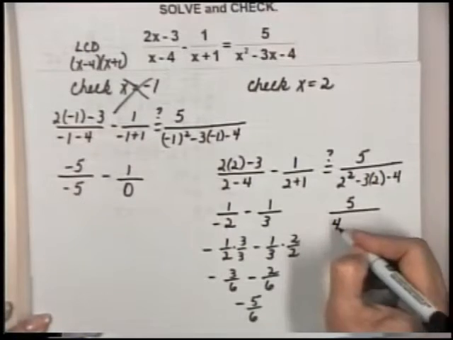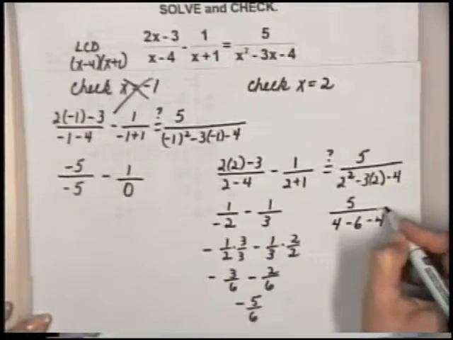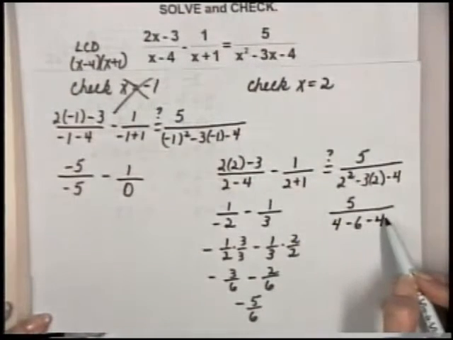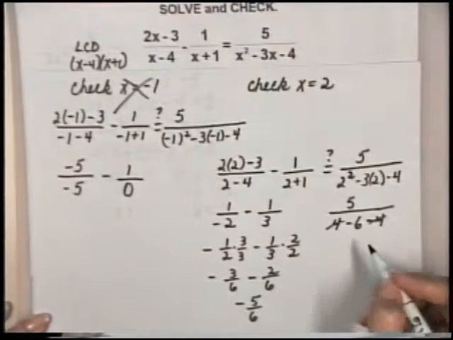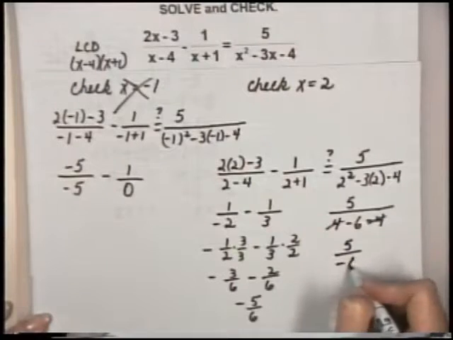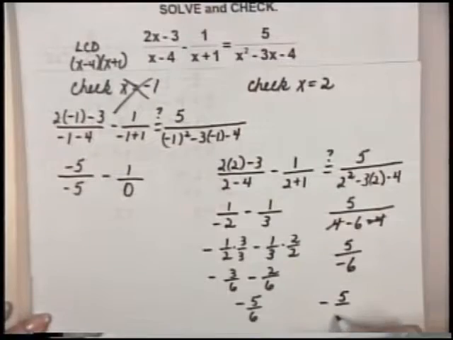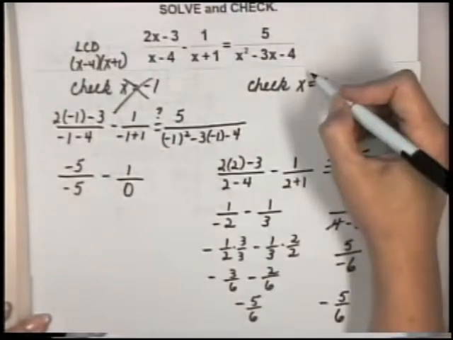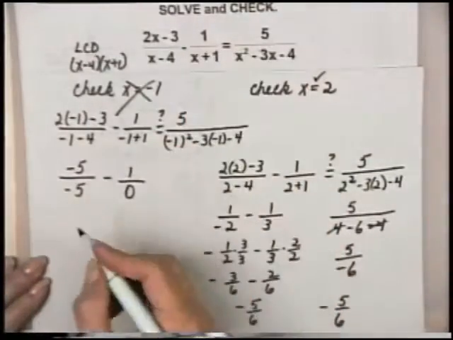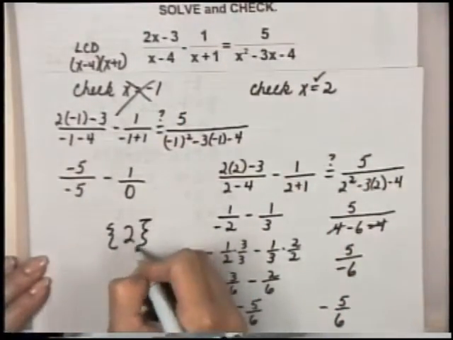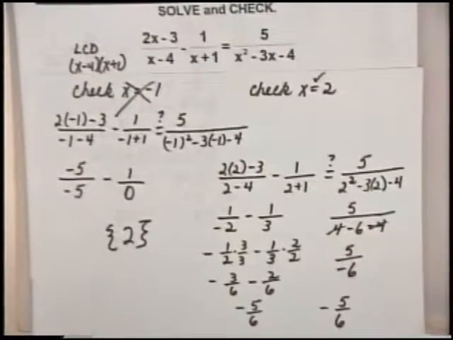I have a 5. 2 squared is 4. Minus 3 times 2 will give me -6. Subtract the 4. Well, 4 subtract 4 gives me 0. I am left with 0 subtract 6 in the denominator, which is just -6. 5 divided by -6 is -5/6. So x equals 2 does check. So I do have one solution for the original equation, 2, and I will write it as a solution set.